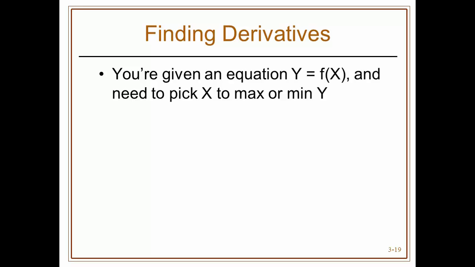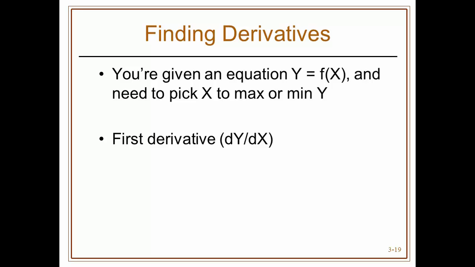Okay, you're given an equation. Y is some function of X, so the total cost of our company is a function of the wages we're paying our workers, or my happiness level is a function of how many slices of pizza I'm eating. Our productivity, our output, is a function of how many workers we hire. And again, I'm trying to pick an X, a level of X, to maximize or minimize this amount of Y.